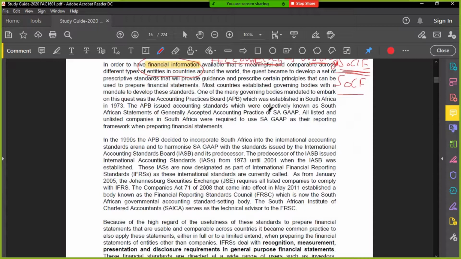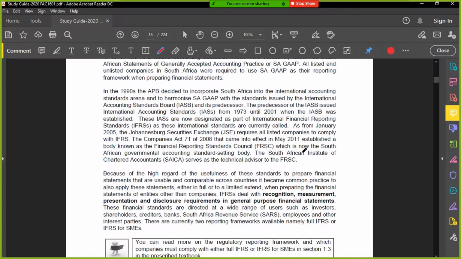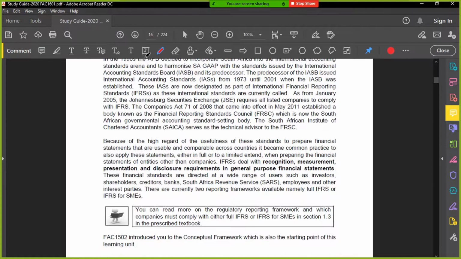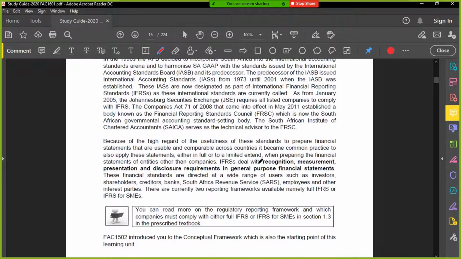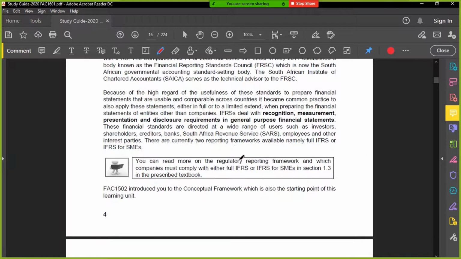All right, they talk about the rules, the SA GAAP, that's just background. They talk about the accounting boards and how South Africa went in line with international financial reporting standards, a little bit from last week, actually. We mentioned some of it. Here's a note about recognition. That's important. Measurement, also important.